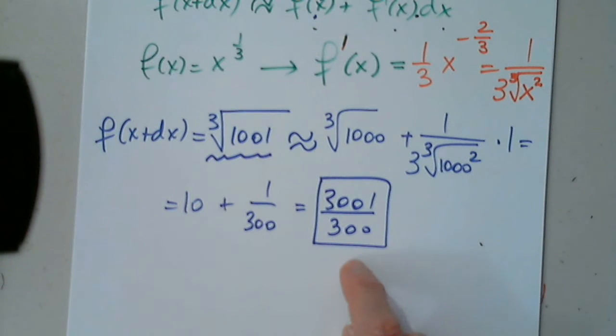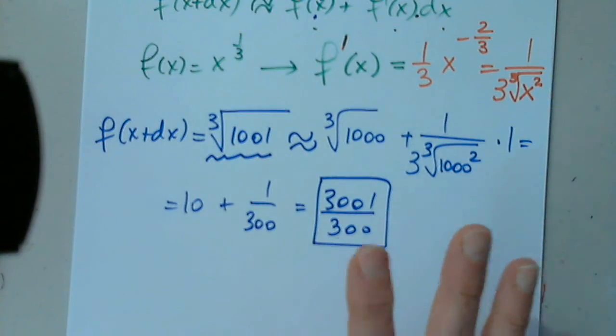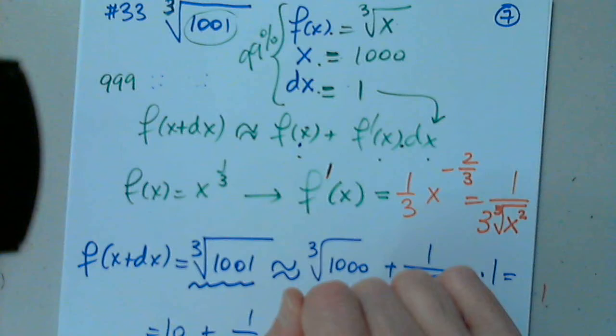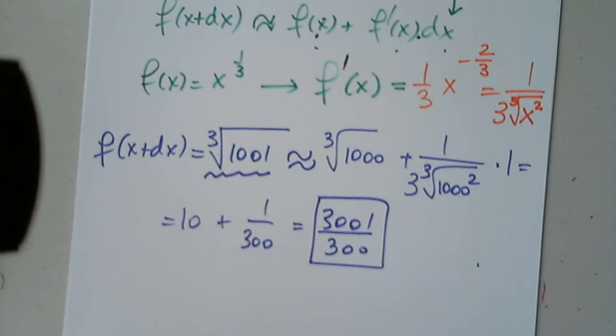You can say, yeah, but this is not exact. True. Why is it not exact? Because I used dy. So now you should always do this. Go in here, clear, and say, okay, 1001 to the power 1/3 and 3001 divided by 300.